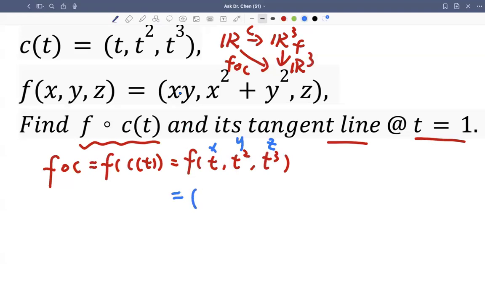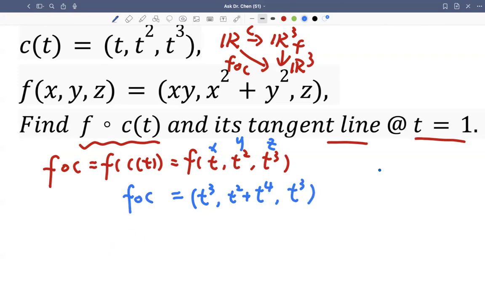So how is F defined? The first component is xy, multiply x and y, so we get t cubed. The second component is x squared plus y squared. x squared is t squared, plus y squared is t to the fourth power. Then z is defined as t cubed. So that's F composed with C.